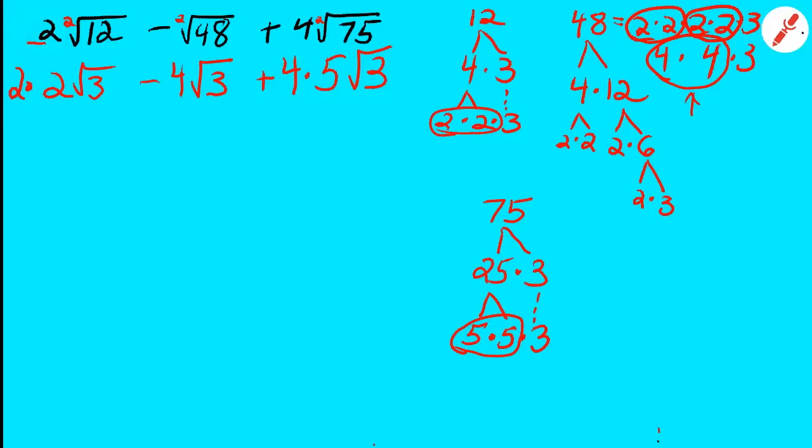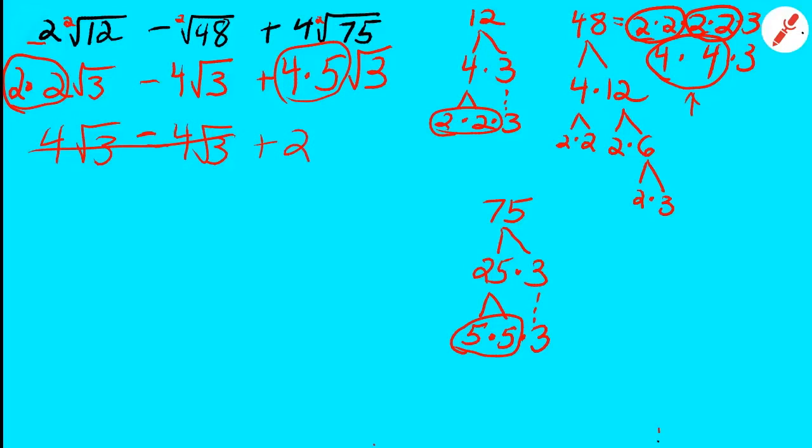Okay, I'll have 2 times 2 is 4, right? So that's 4 times the square root of 3. And then we're subtracting 4 times the square root of 3. So these two are going to zero each other out. Let me put the minus sign back though. Now, plus 4 times 5 is 20. 20 times the square root of 3. So our answer is going to be 20 times the square root of 3.